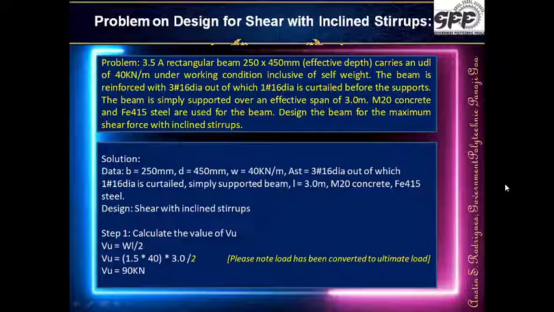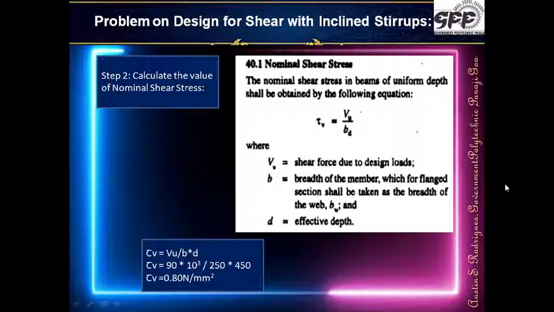Please note over here 40 has been multiplied by 1.5 to make it ultimate. Otherwise the Vu which we would be getting would be the working shear force, the service shear force. Now in this case this becomes the ultimate shear force. So ultimate shear force is 90 kilonewton. Let's proceed to step number 2.